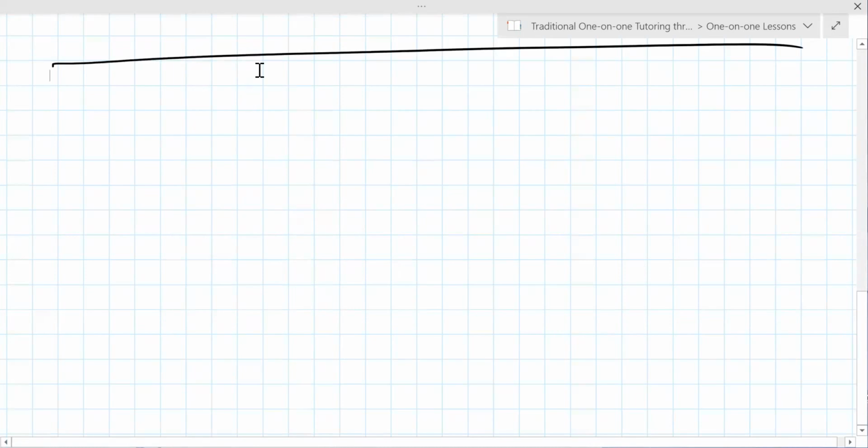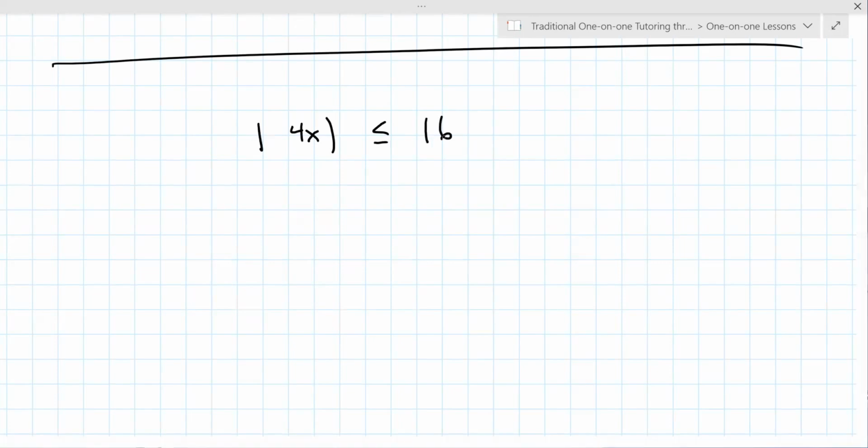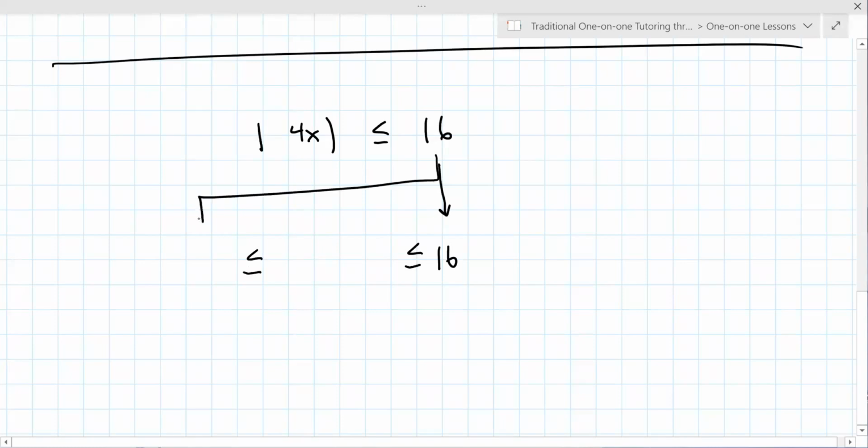So the next problem we'll look at is something like this. Let's say it's the absolute value of 4x less than or equal to 16. So again, you write 16 and then you put the number over here, negative 16. And then you bring down what's in the absolute value.